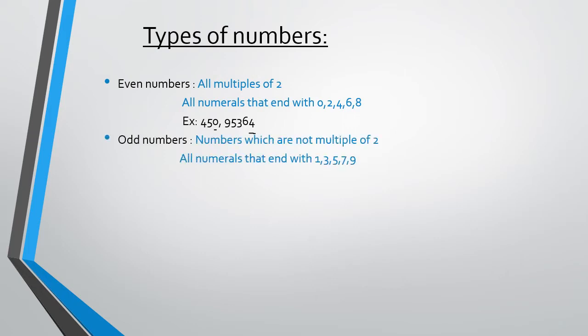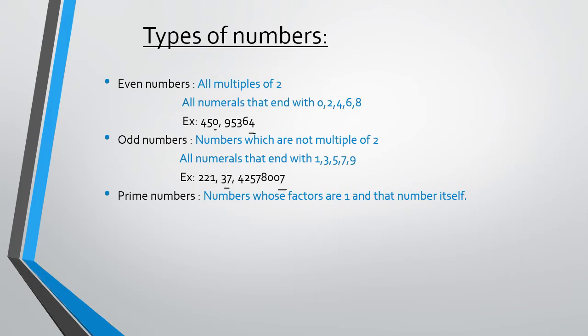Let's move on to the next type of number. It is odd numbers. What are odd numbers? All the numbers that are not multiples of 2 are considered to be odd numbers. We can also say a number is an odd number if it ends with 1, 3, 5, 7 or 9. I'll show an example here. Here 221 ends with 1, 37 ends with 7 and this big numeral also ends with 7. So these numbers are considered to be odd numbers.